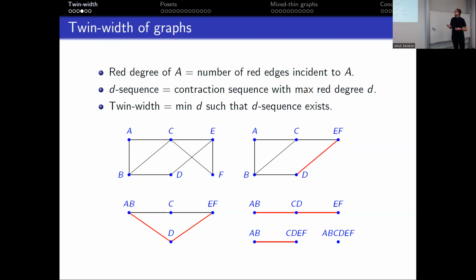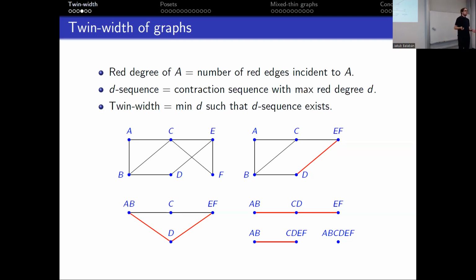And twin-width is then the minimum over all possible contraction sequences. So this sequence tells us only that the twin-width is at most 2. It could be smaller if we found a better contraction sequence, then it's possibly 1 or maybe even 0. So that's the definition of twin-width.